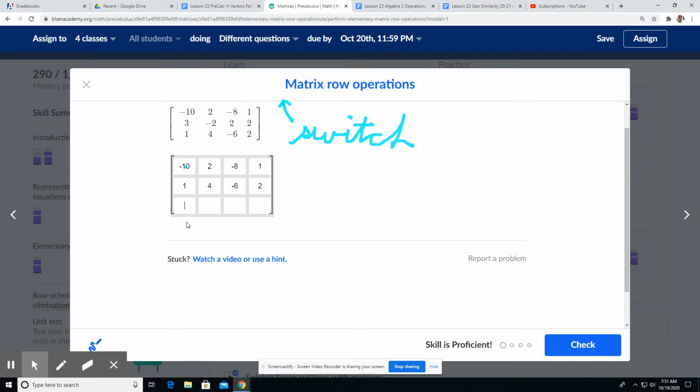Same thing here. Everything in row 2 is now in row 3. So I'm just looking at row 2. It's a 3. It's a -2. It's a 2. And it's a 2.